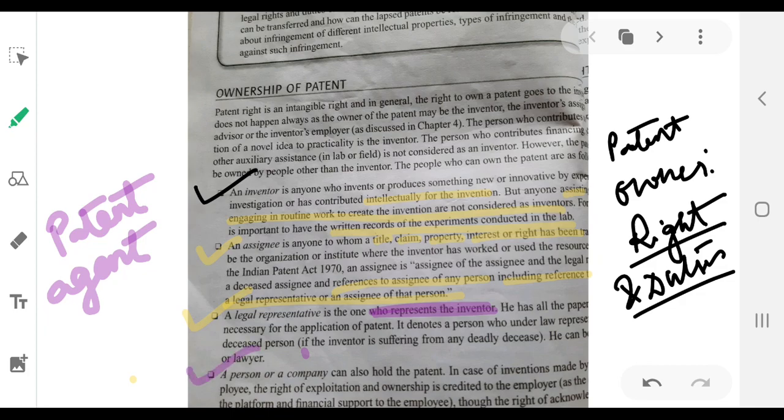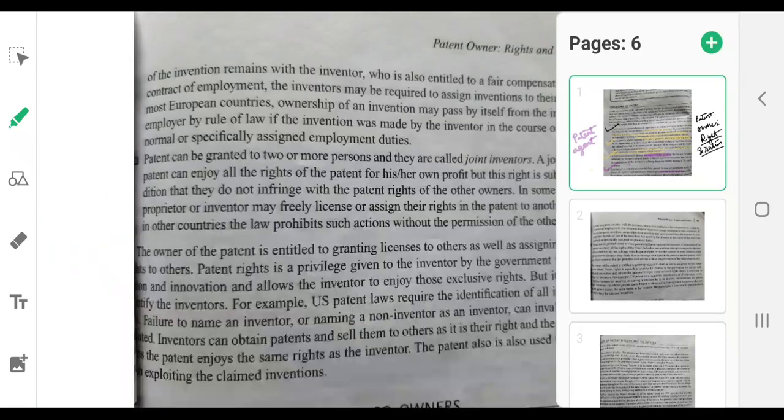Okay. So the next point is that a person or a company can also hold the patent. In case of an invention made by the company's employee, the right of exploitation and ownership is credited to the employer, as the employer provides the platform and financial support to the employee.